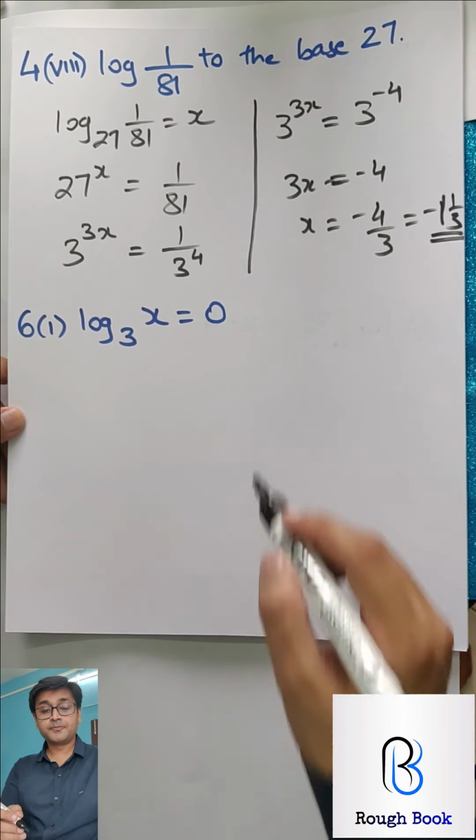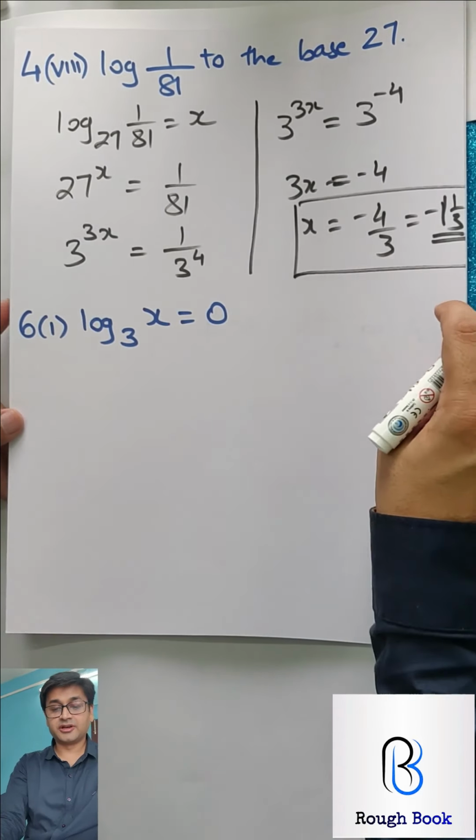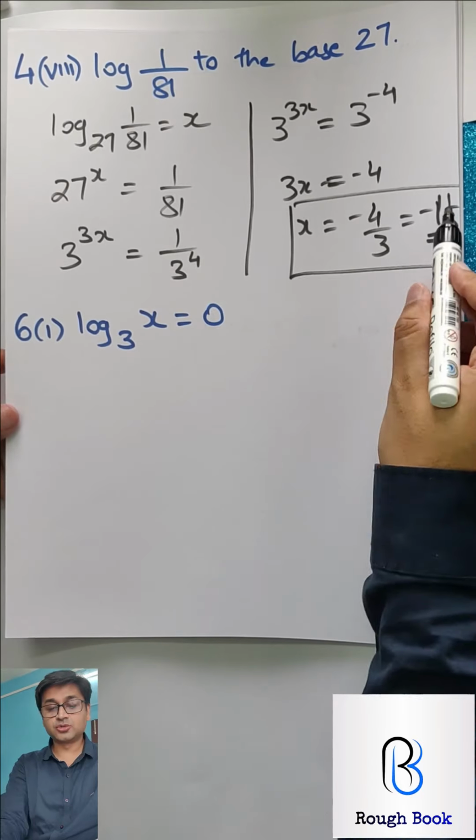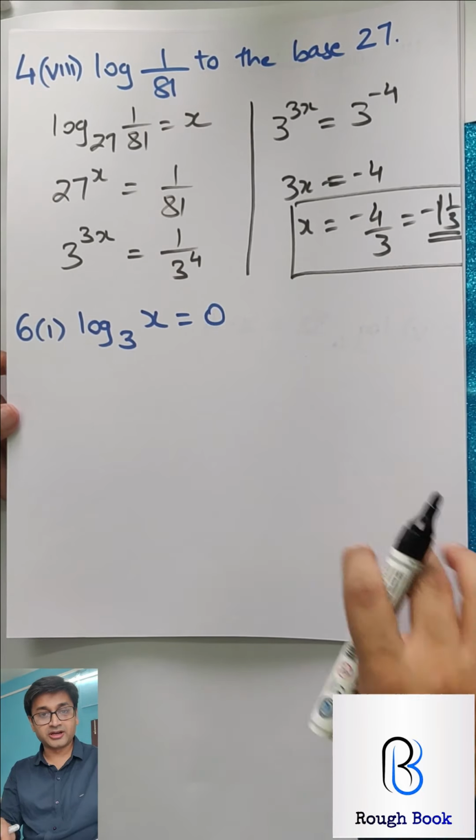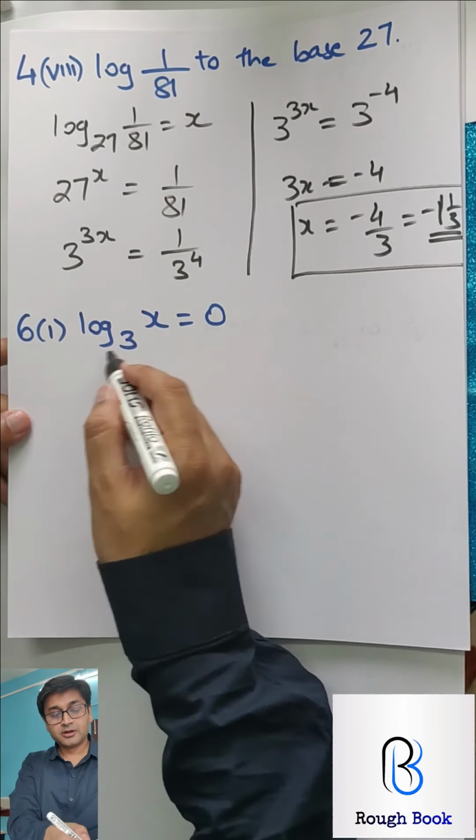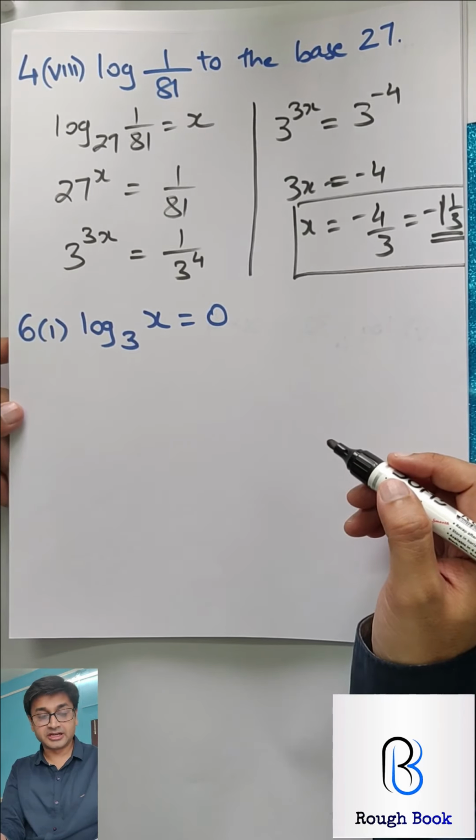Writing it in the mixed fraction. Are you getting it now, everyone? So minus 1 by 3. Could you manage to get it? Brilliant. Come on, convert this to exponential form directly and get your answer.